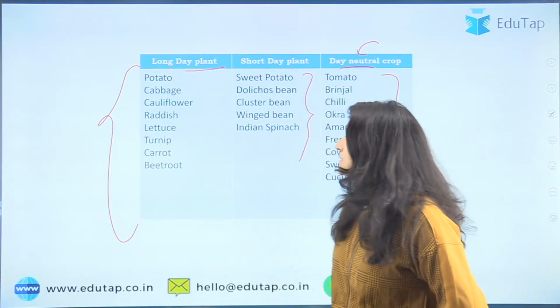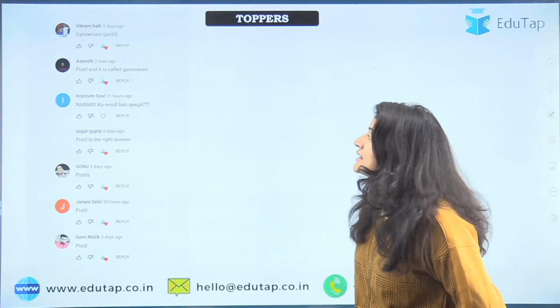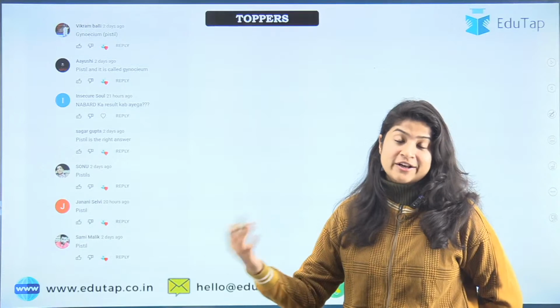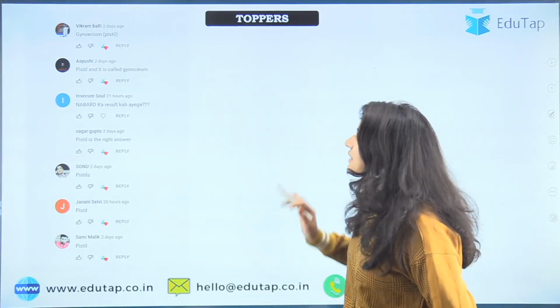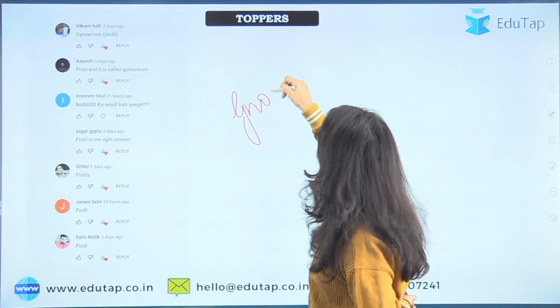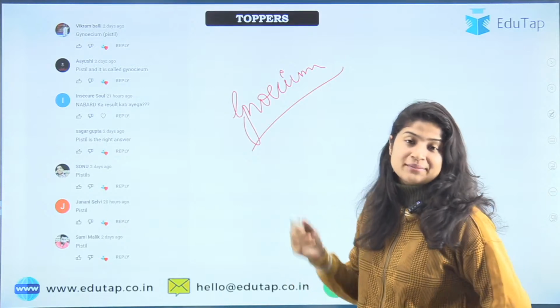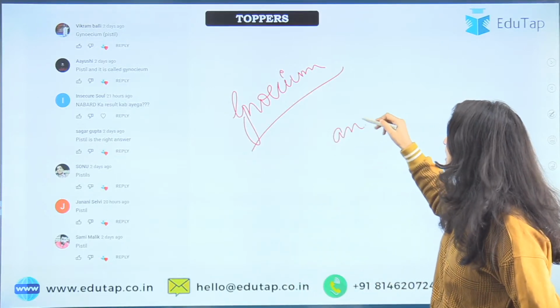All right, so I hope this is all clear to you all, and these are the toppers of the last section. See, last time I asked you what is a female reproductive part of a flower. The correct answer, see here you have to be specific. When I say here, the specific would be gynoecium only. So there are two terms, gynoecium is for females and for males we have androecium.